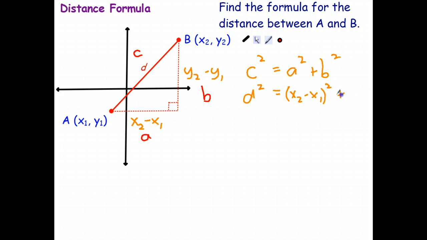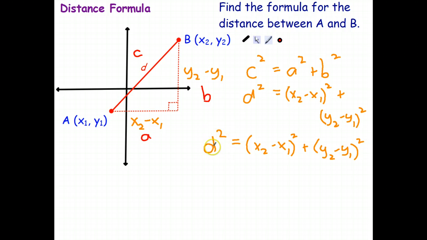In place of B, I'm going to run out of space there, so I'll do it down here. Y sub 2 take y sub 1 all squared. So that looks a bit complicated, but it's just the length of one leg squared plus the length of the other leg squared. Okay, let's now go ahead. I'm going to rewrite that in one line so we can look at it a bit easier. So x sub 2 take x sub 1 all squared plus y sub 2 take y sub 1 all squared.